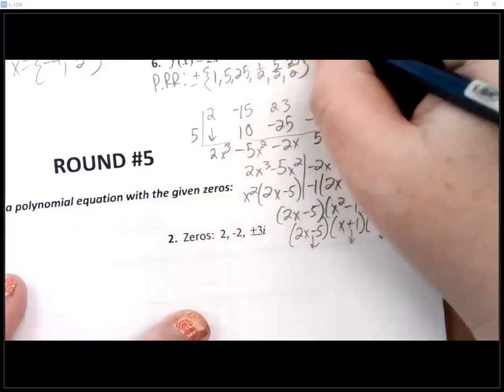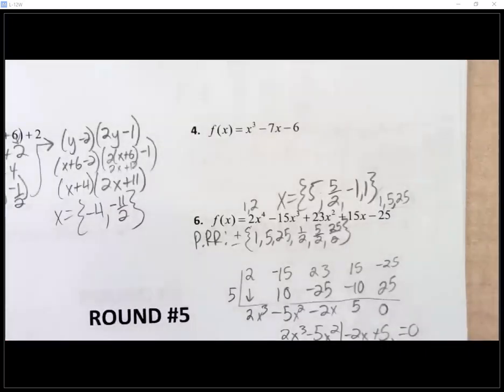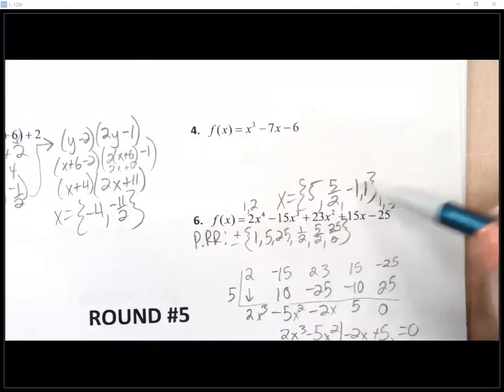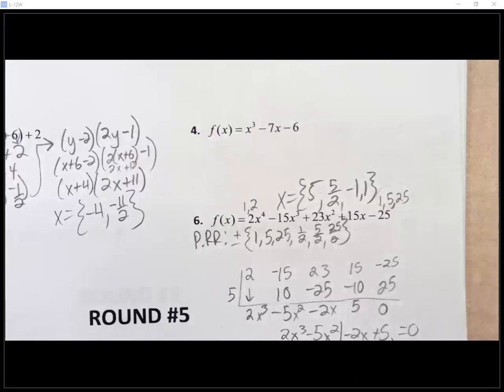So my final answer, there it is for number 6. I got 5, 5 halves, -1, and +1. Oh, so +1 should have worked, but whatever. Cool, we got all 4, hooray.